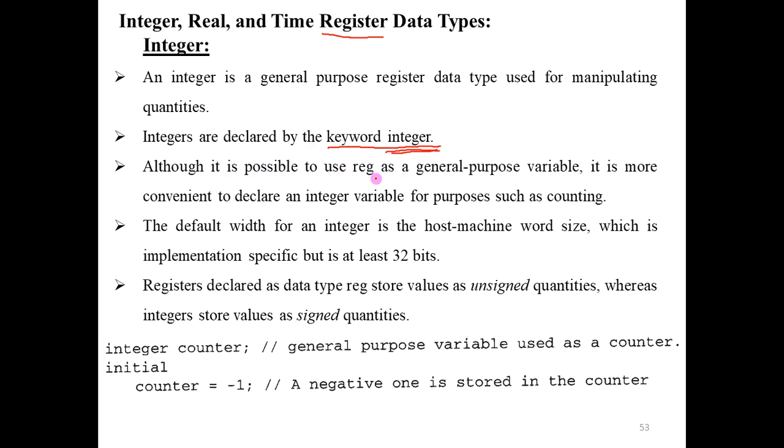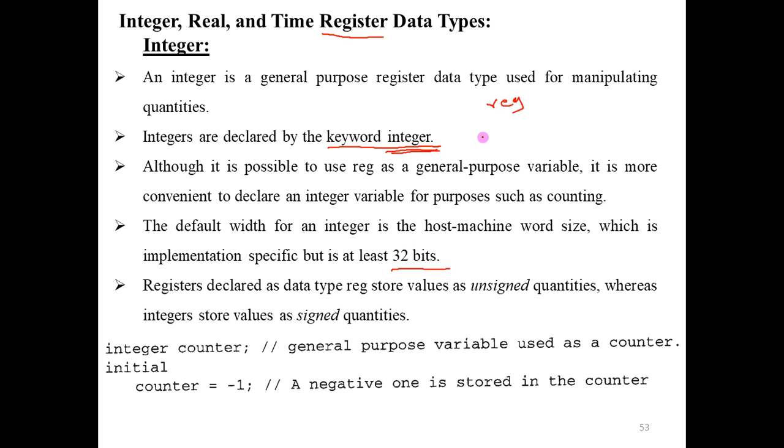Although it is possible to use reg as a general purpose variable, it is more convenient to declare an integer variable for the purpose of such counting. So you can also declare it as reg directly rather than using integer separately. If you declare integer, your work will be less because if you just type integer, it's as good as defining a register of 32 bits. The default width of integer is the host machine word size, which is implementation specific, but it is at least 32 bits.